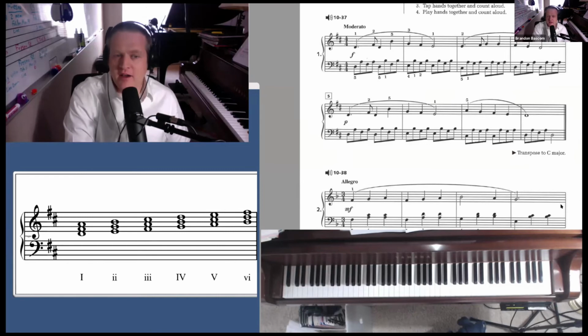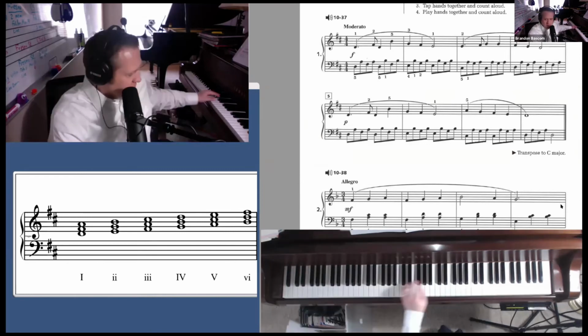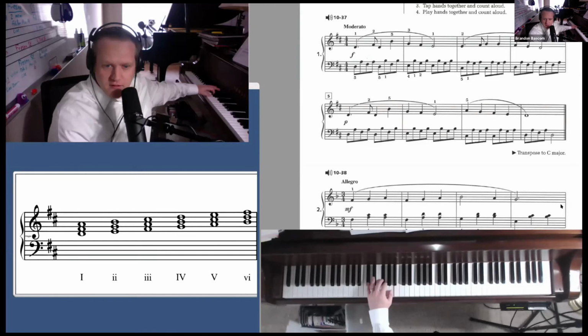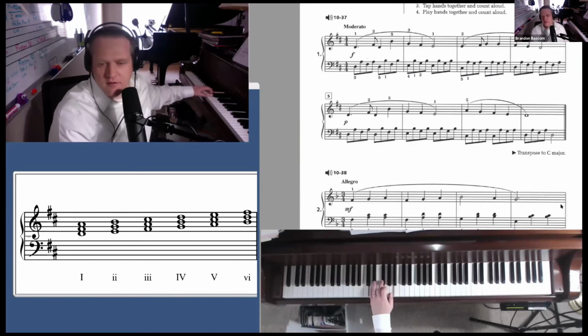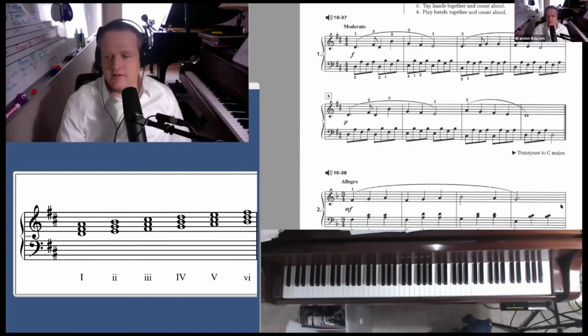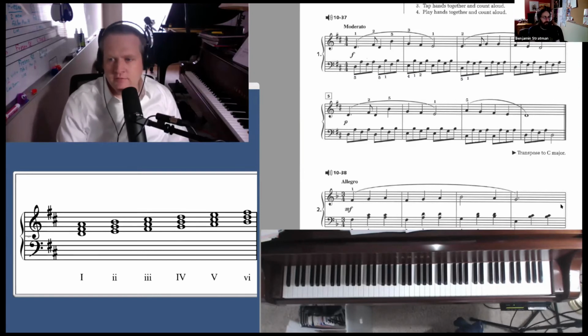Did you pick up that the left hand is just your chord progression, but in Alberti bass? The 6 chord and the 2 chord. We had a lot of hand position changes, didn't we? Particularly in the left hand. That's the part that kind of got me.